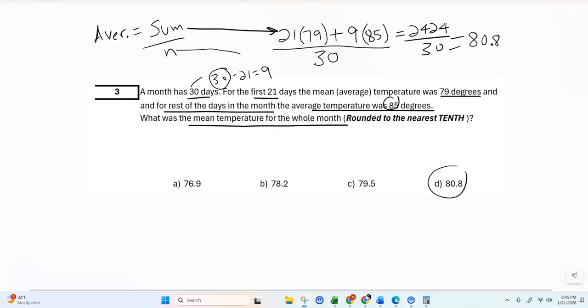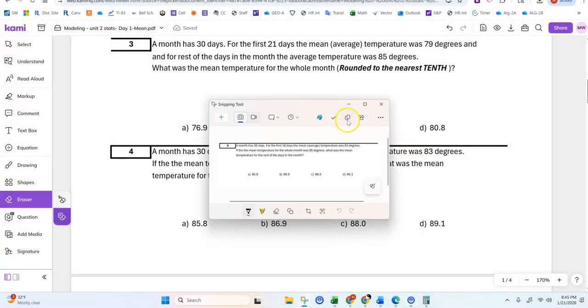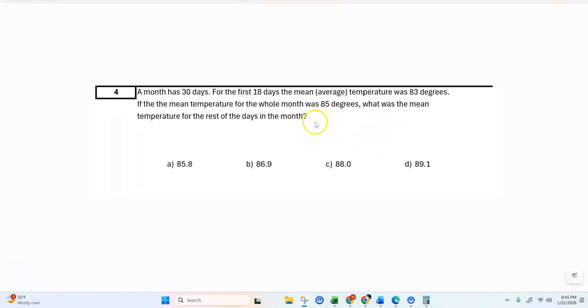Okay, let's get question number 4. For number 4, a month has 30 days. The first 18 days, the average was 83. If the mean temperature for the whole month was 85, what was the mean temperature for the rest of the days? This is a lot like the last one, but this is how it's different. We don't have the average for the second part.